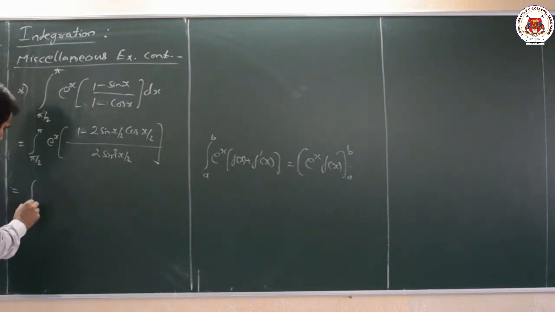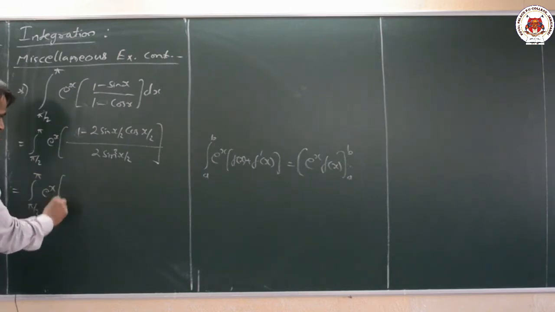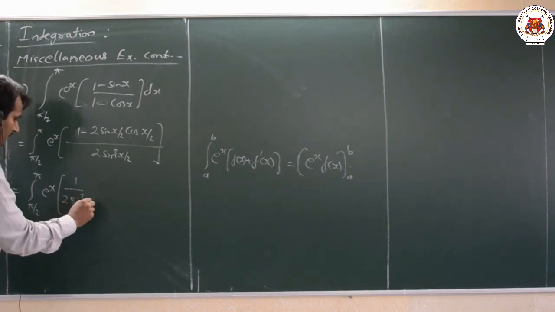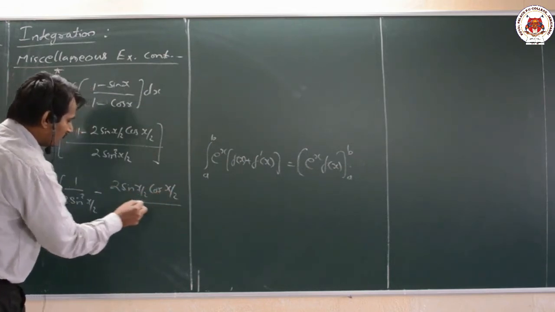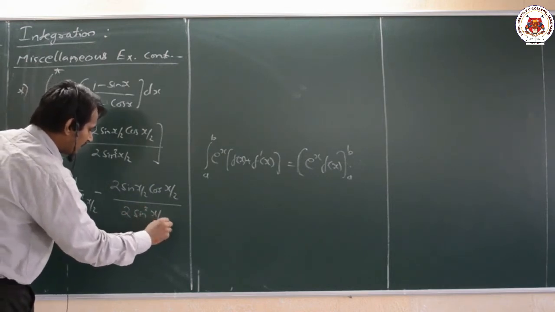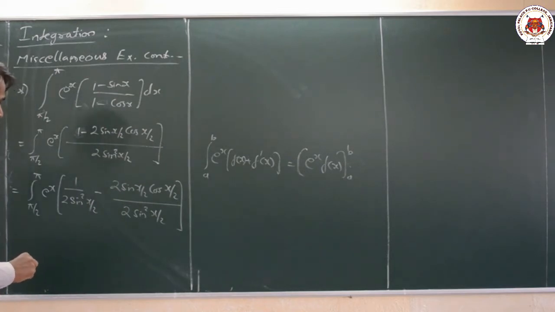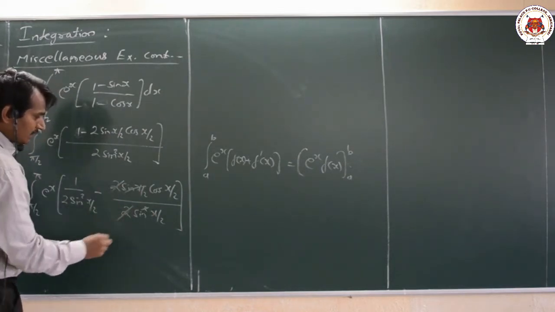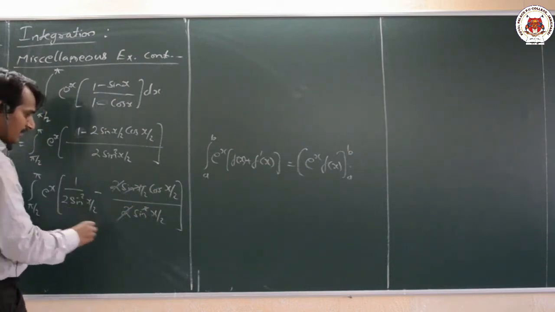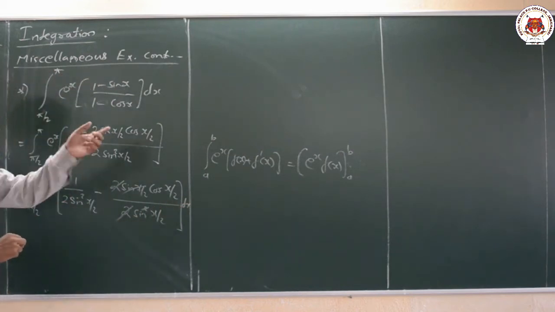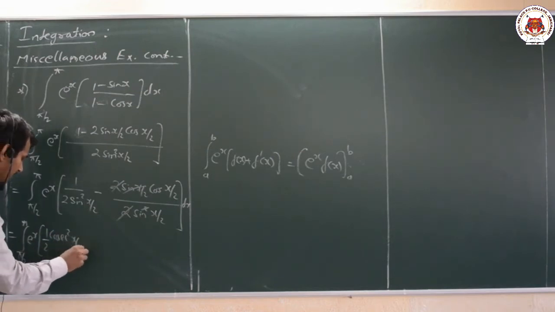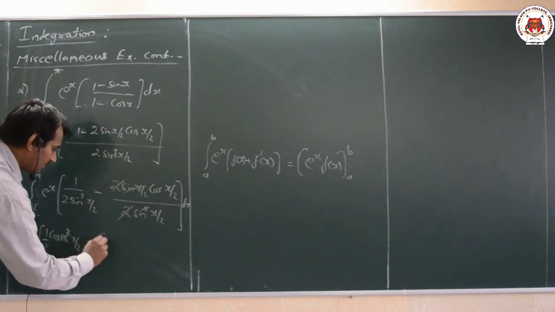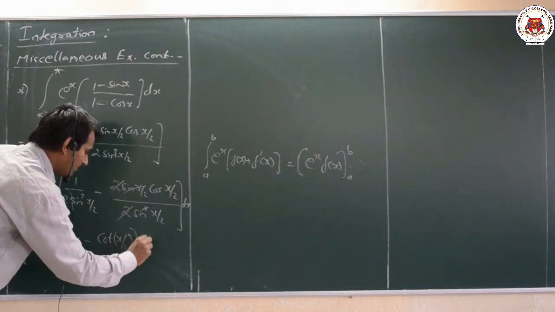What I will get is pi by 2 to pi e raised to x into (1 divided by 2 sin square x by 2 minus 2 sin x by 2 cos x by 2, whole divided by 2 sin square x by 2). Here the 2 and sin get eliminated; cos by sin is cot, and 1 by sin square is cosecant square. Dear students, what is 1 by sin square? That is cosecant square. So we get pi by 2 to pi e raised to x into (1 by 2 cosecant square x by 2 minus cot of x by 2) dx.